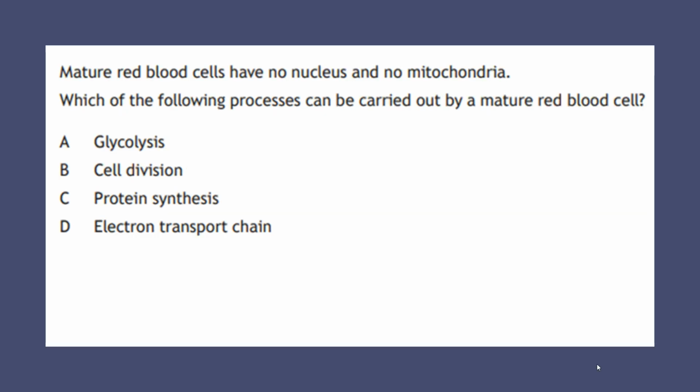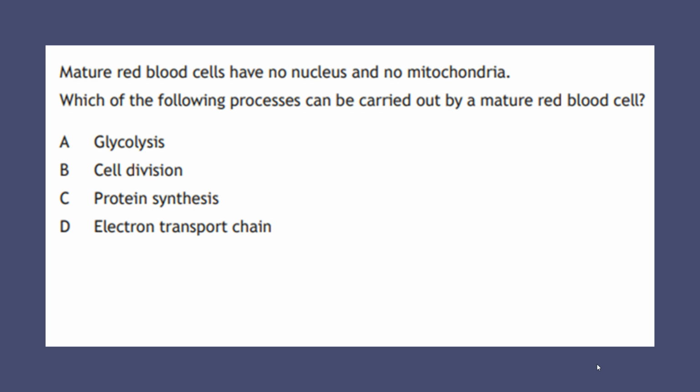Let's try another one. Mature red blood cells have no nucleus and they have no mitochondria. Which of the following processes can still be carried out by a mature red blood cell? Can they still do A, glycolysis, B, cell division, C, protein synthesis, or D, the electron transport chain? Again, pause the video, select your answer and hit play when you're ready to reveal the correct response.